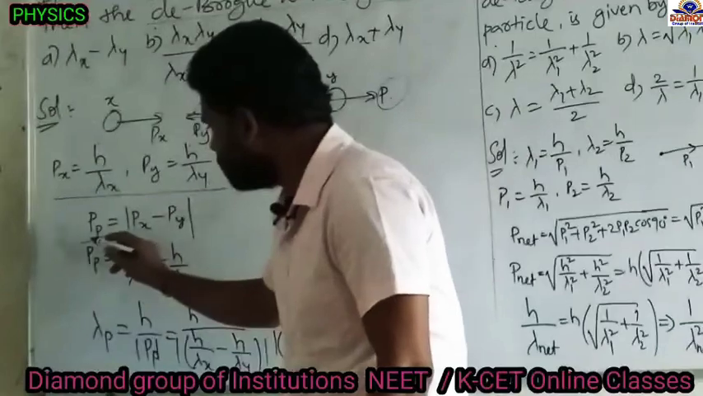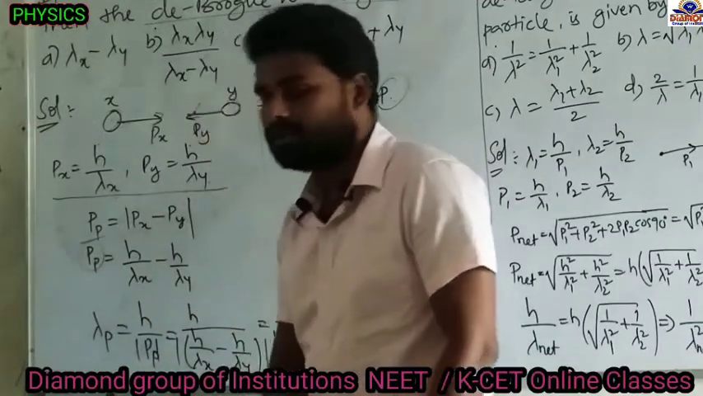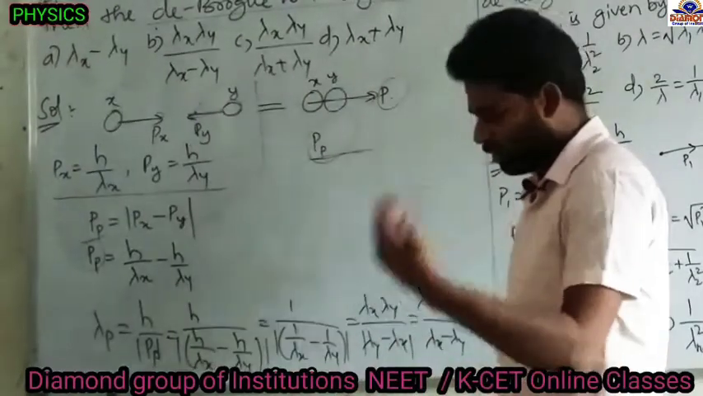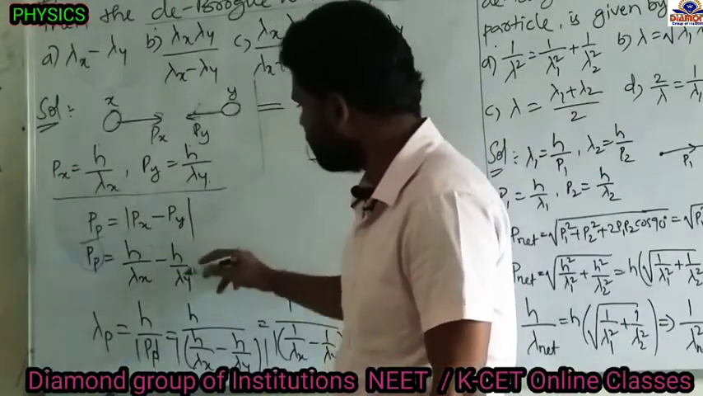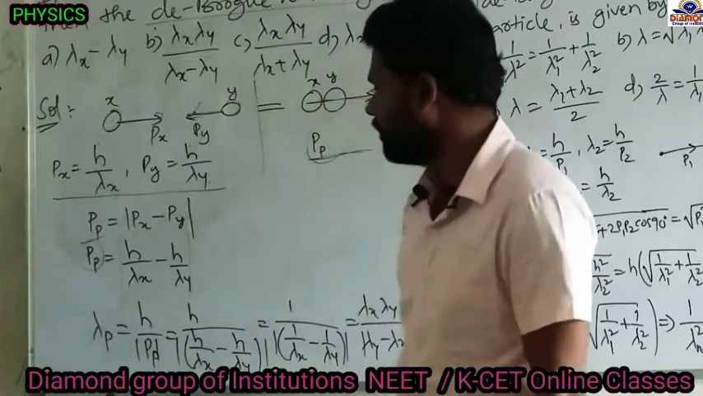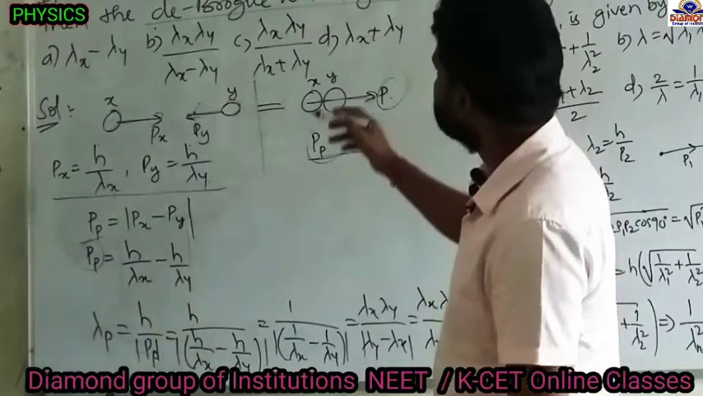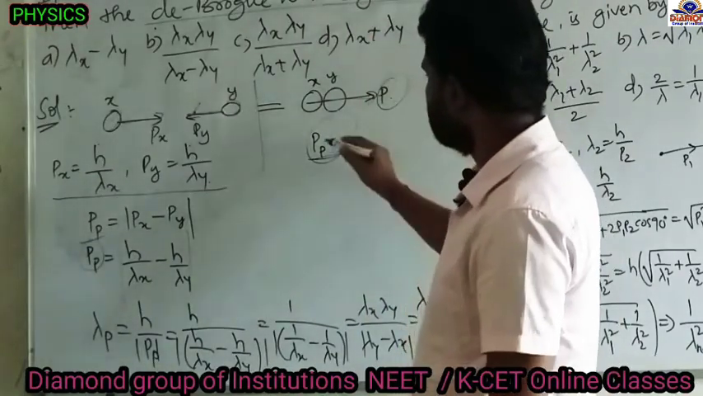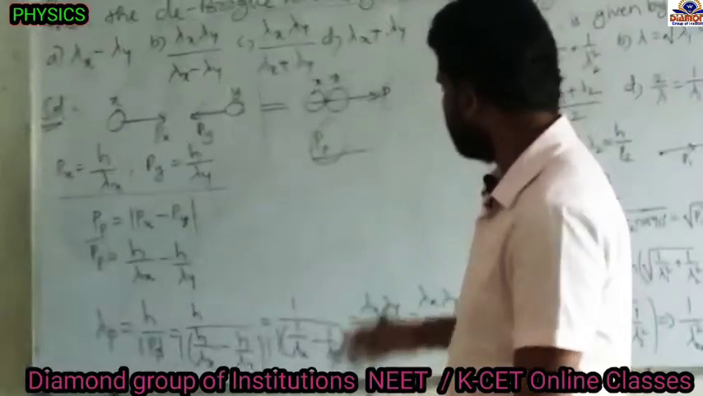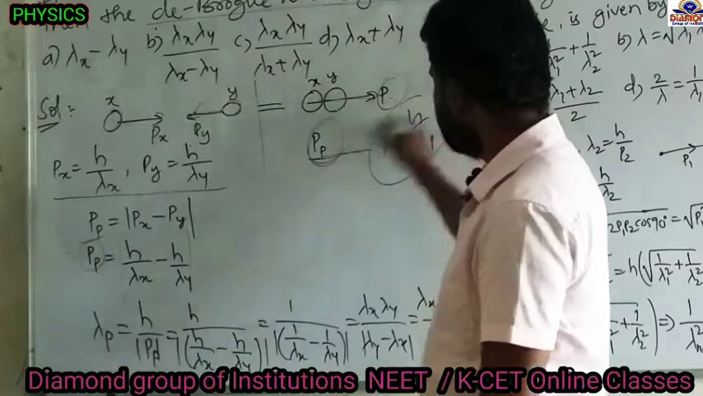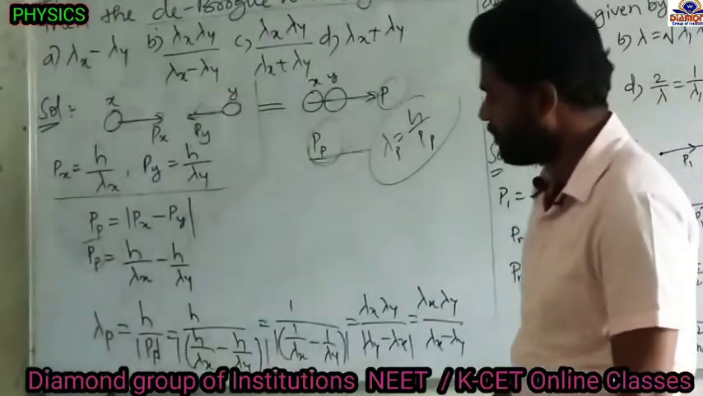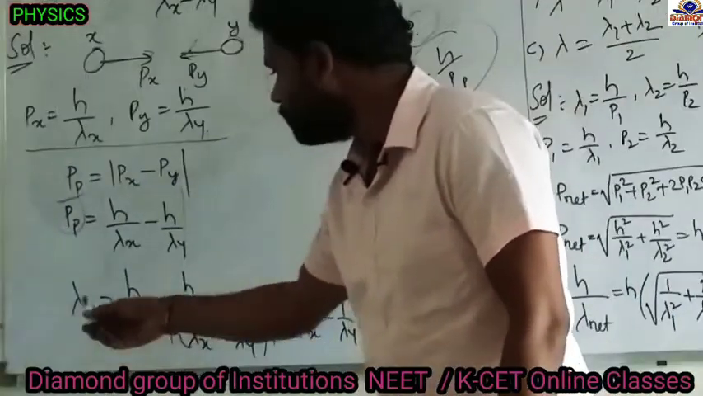So the momentum of the P particle formed after the collision is pp equals px, whose value we know is h by lambda x, minus py, whose value is h by lambda y. Then they are asking for the wavelength of the P particle. The momentum of the P particle is pp, so wavelength lambda equals h by pp. So I am writing here lambda p equals h by pp.